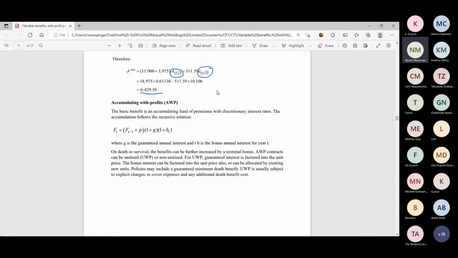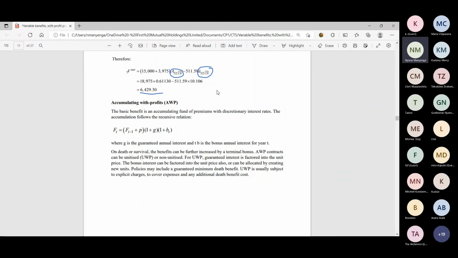So we are now going to look at the brief theory for accumulating with profits policies. Before we took a break, we discussed conventional with profit policies, and now we're going to discuss accumulating with profit policies. This is a basic benefit where an accumulating fund of premiums has discretionary interest rates. Take it like a bank account where you deposit your money and you get interest for the period that you have invested your money for.